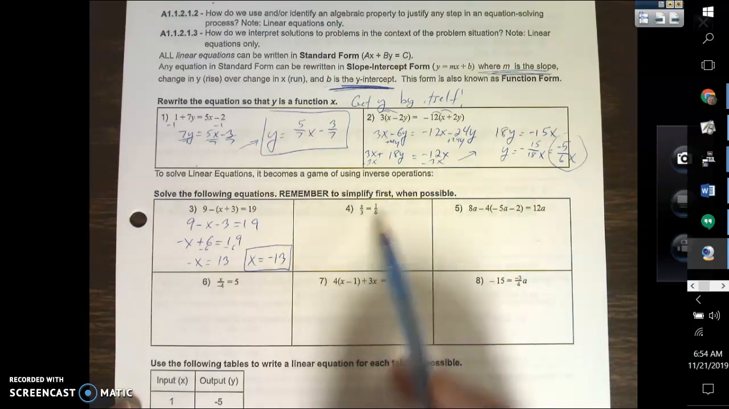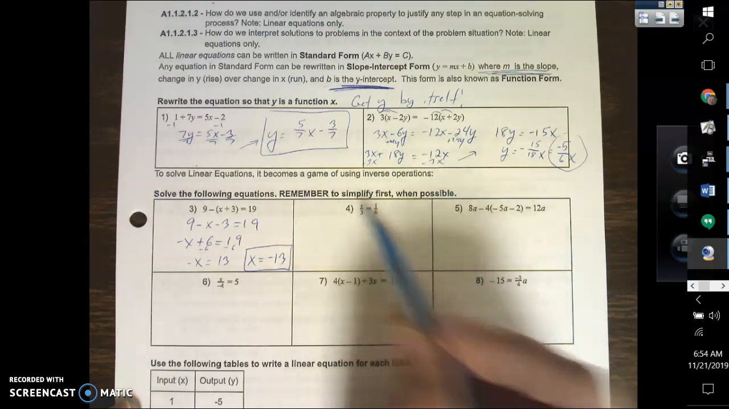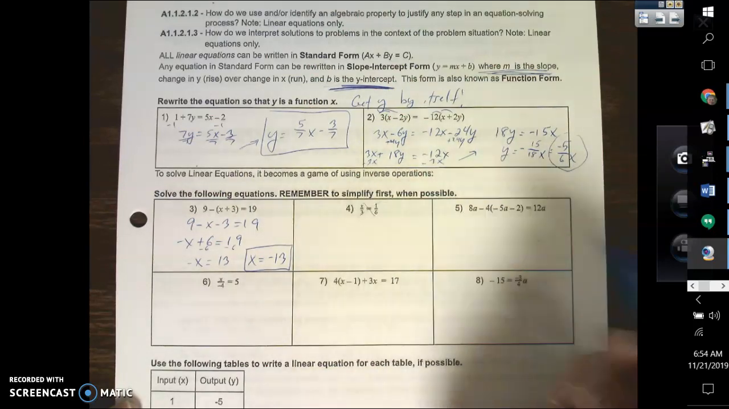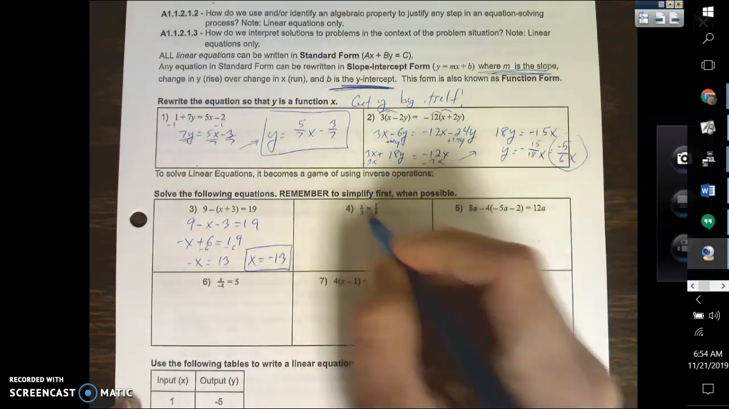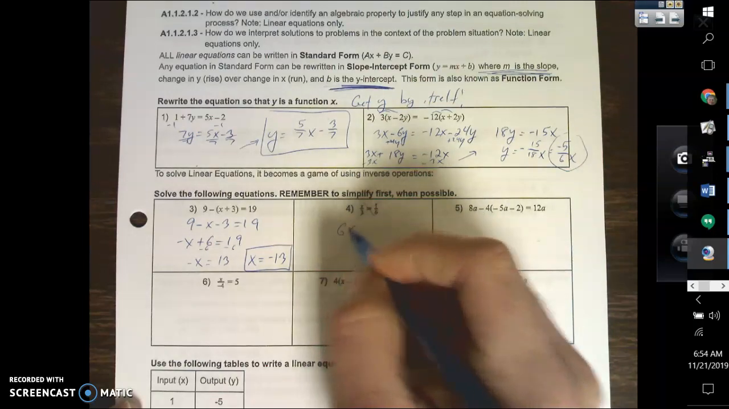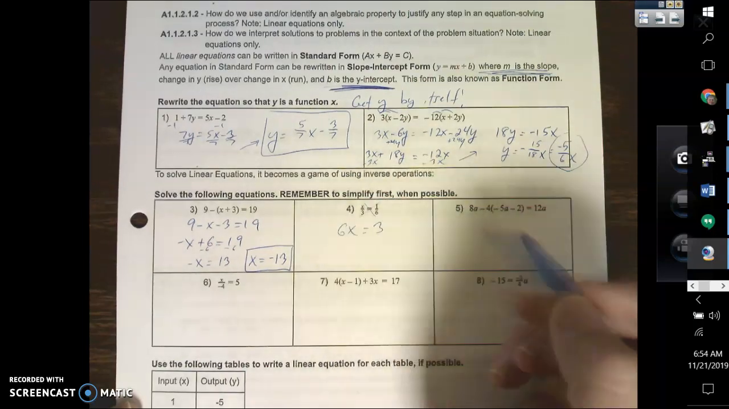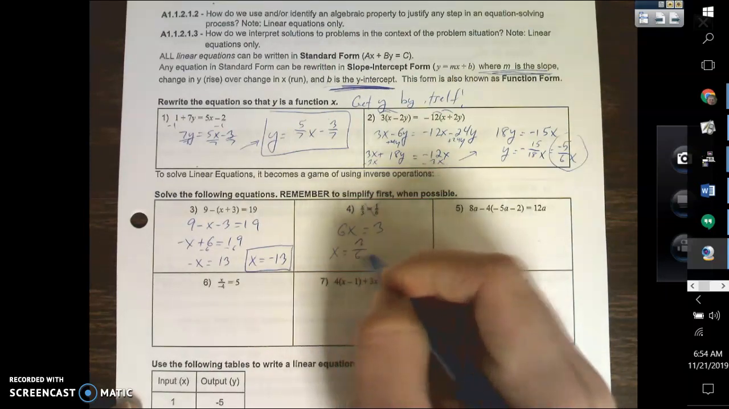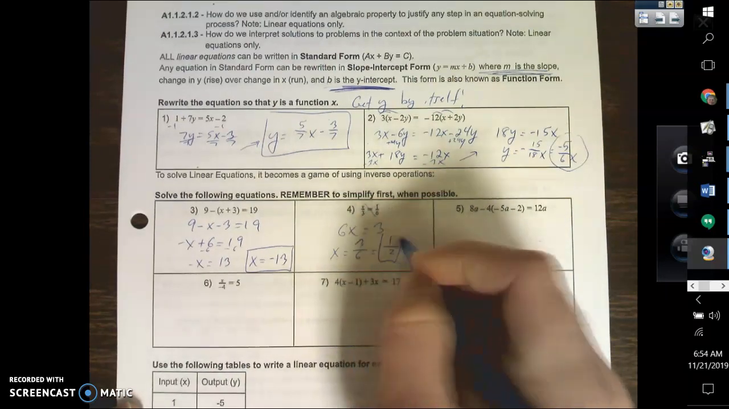Over here, x divided by 3 equals 1/6. You can do this one of two different ways. If you have a fraction equals a fraction, you can actually cross multiply. So, x times 6 would be 6x. 1 times 3 is 3. Divide both sides by 6. 3 over 6, which reduces down to 1/2.